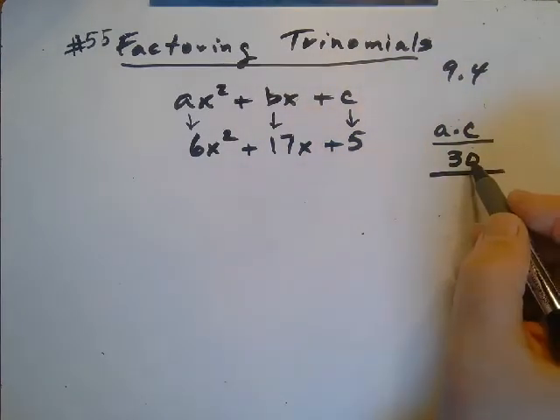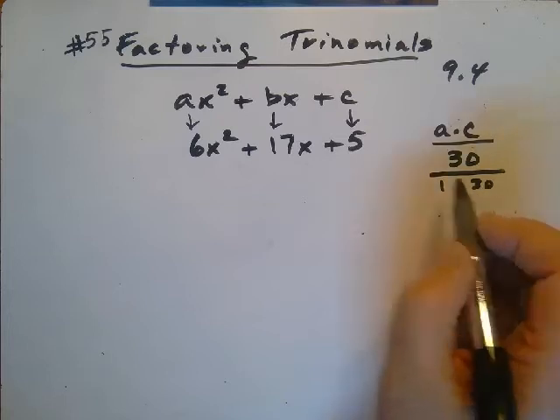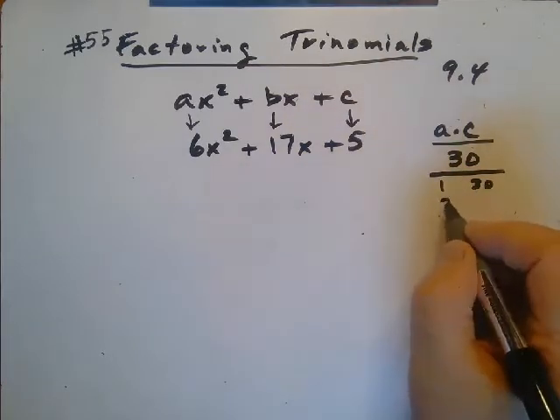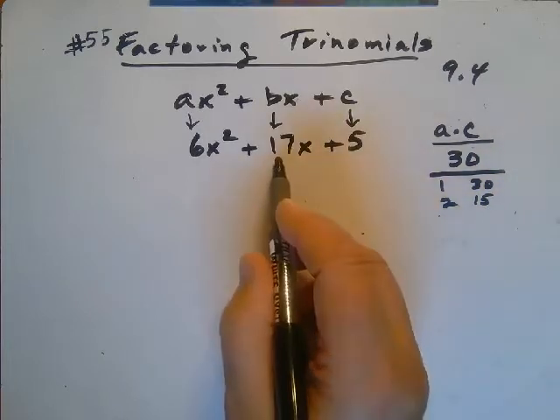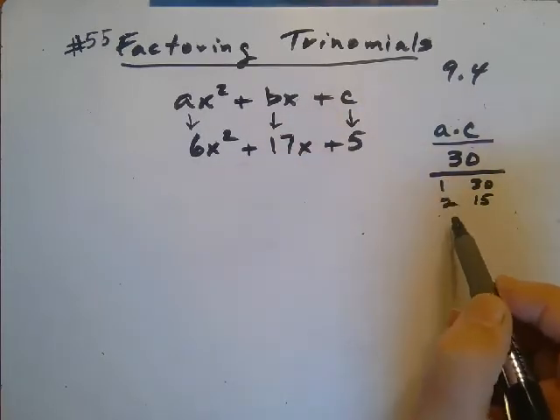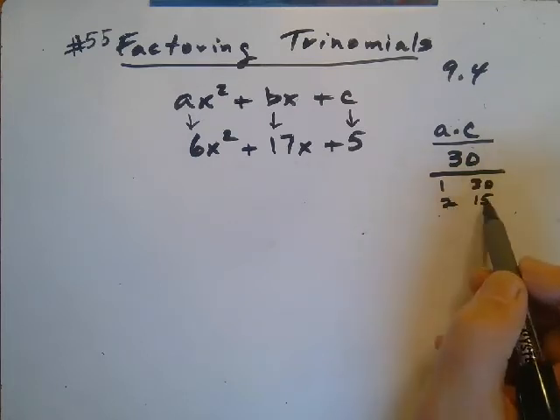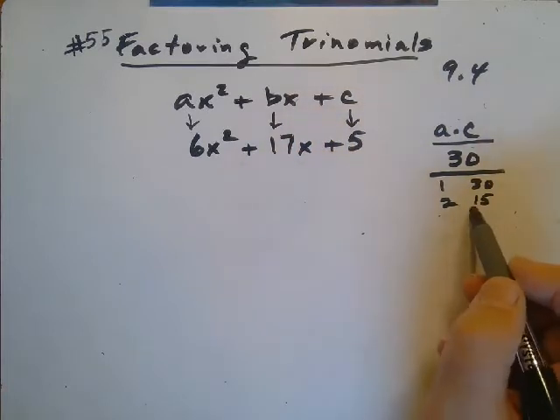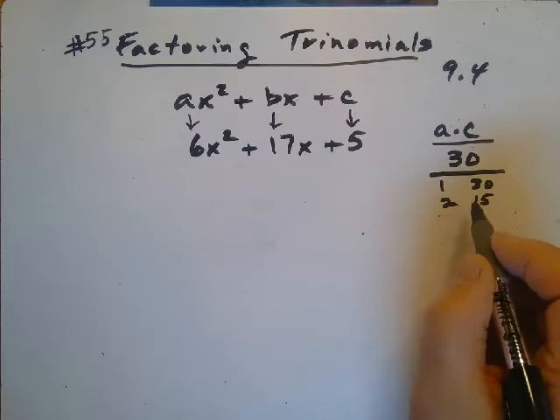Well, if I get 30 when I multiply, I could go 1 times 30. That doesn't give me 17. 2 times 15. Oh yeah, there's 17. By the way, you'll notice I'm going through these in order. Started with 1, then go to 2, then 3, and so forth. 2 times 15 is 30, and 2 plus 15 is 17. There's my combination.